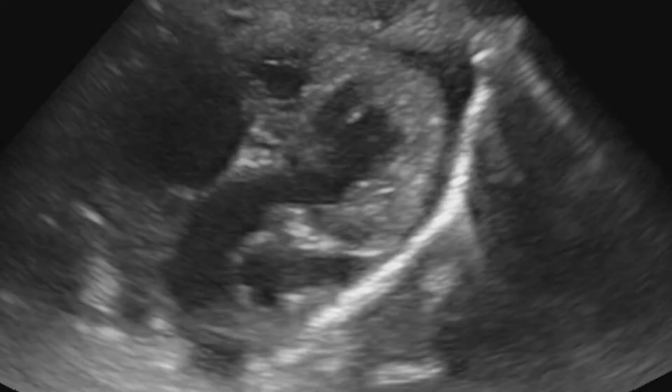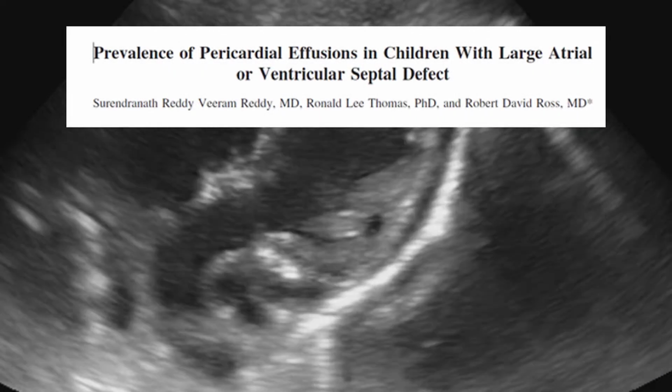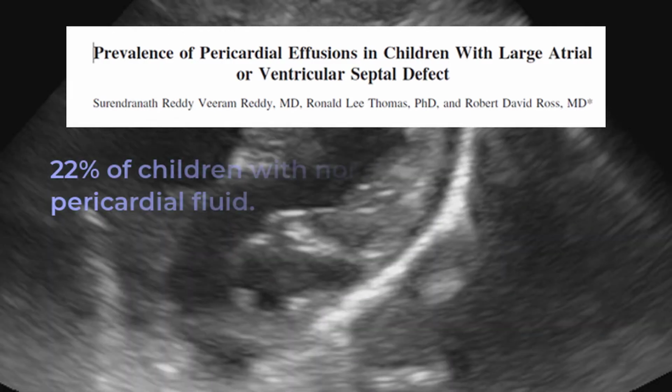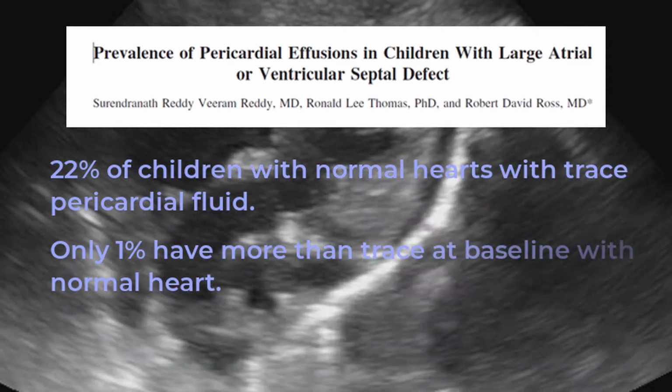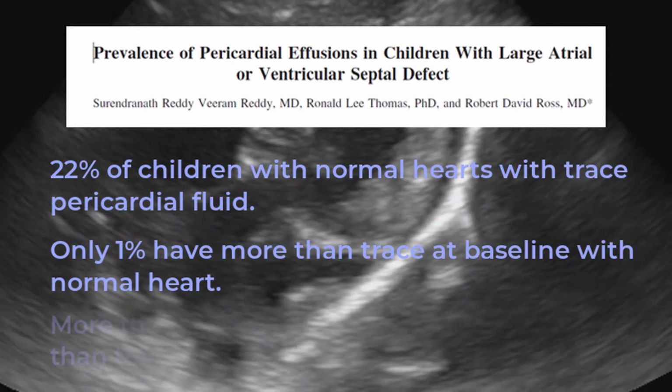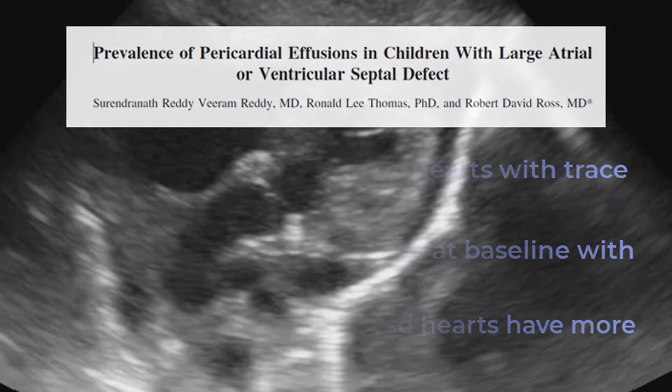What about the cardiac views? In a paper by Reddy et al., you find that many children with otherwise normal hearts have trace pericardial fluid. However, only about 1% have more than trace fluid at baseline. Children with more common cardiac lesions like an ASD or VSD have pericardial fluid more frequently.